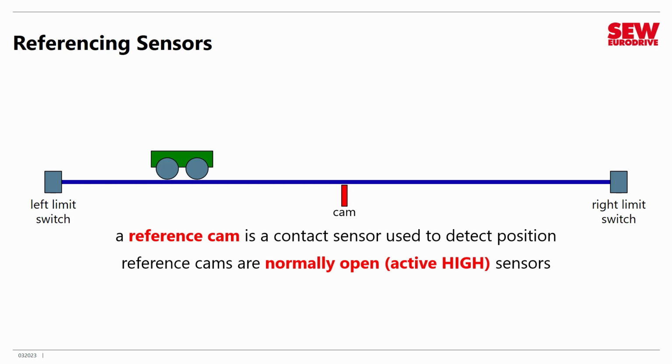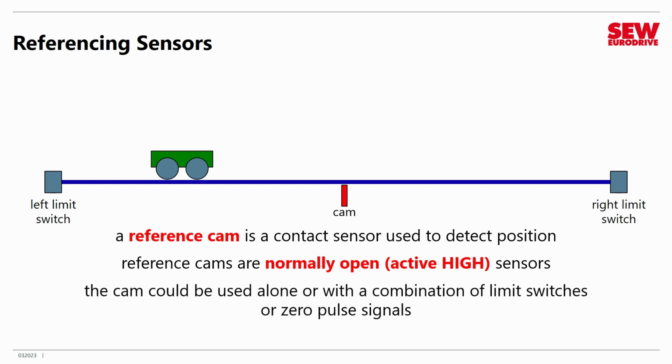They are active high sensors. When you're not touching them, they output a low voltage close to ground. And when you touch them, they output a higher voltage, usually 24. They do this because they're not devices that have to be fail-safe. They're only used for referencing, which is not really a safety situation. You can use a cam by itself. You can use it in combination with limit switches, or you can sometimes even use it with a zero pulse.